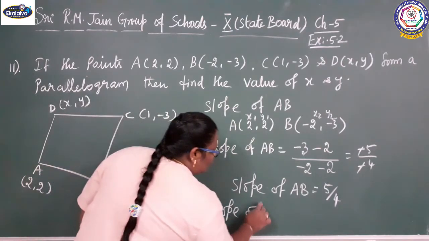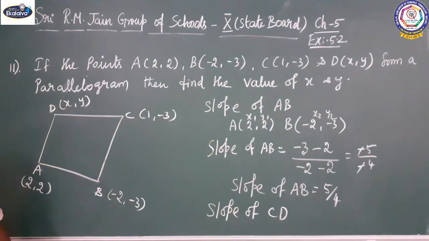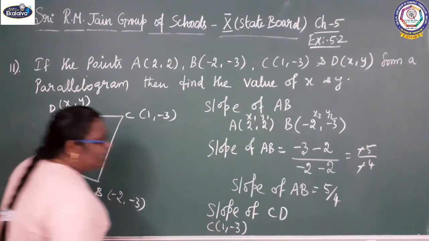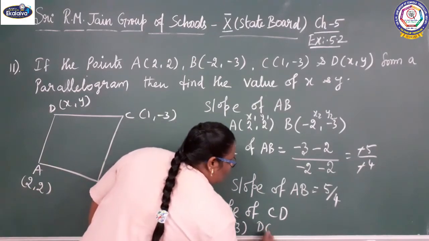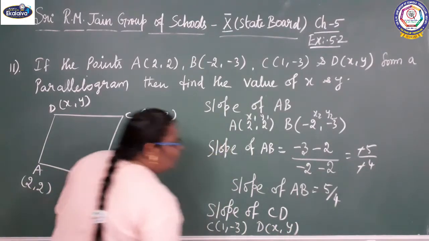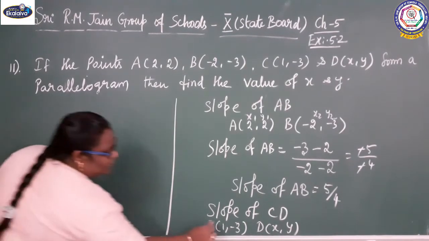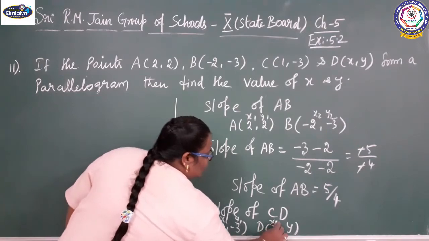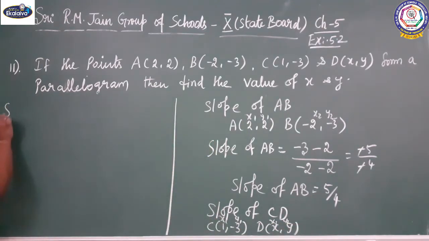Slope of CD. What is C value here? C value is 1, minus 3. What is the value of D? D value equal to x, y. You can take this as x1, y1 and this one as x2, y2. So, slope of CD.